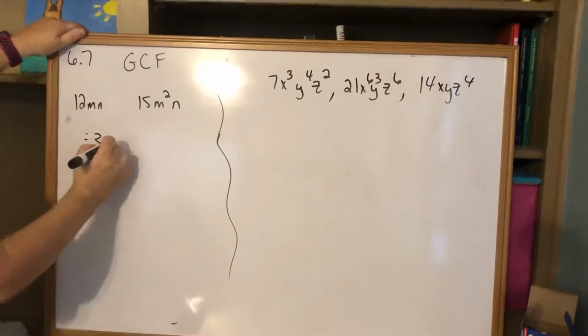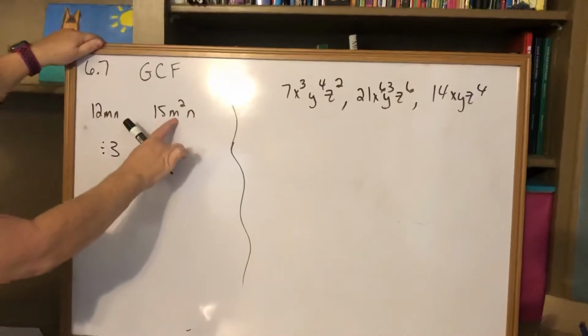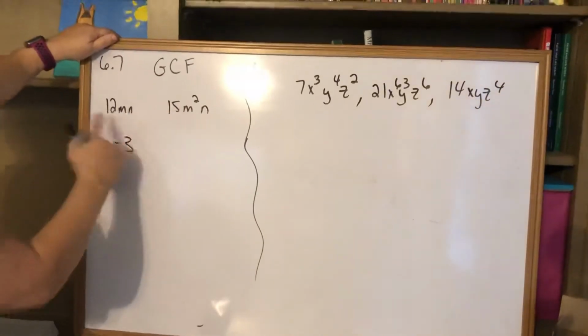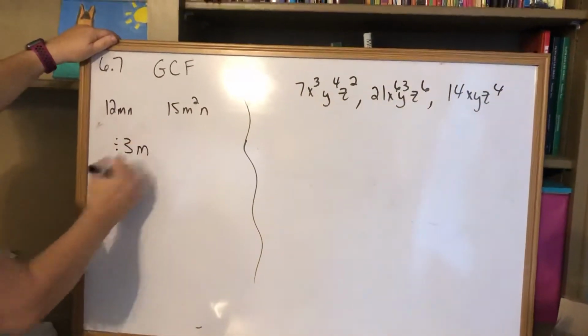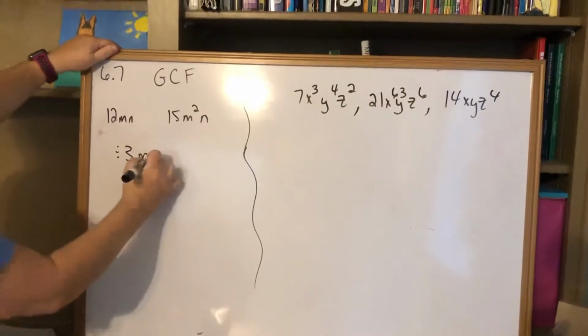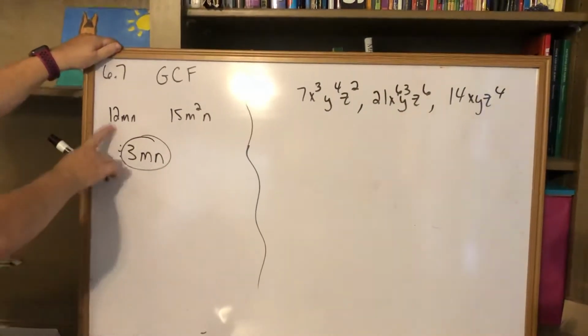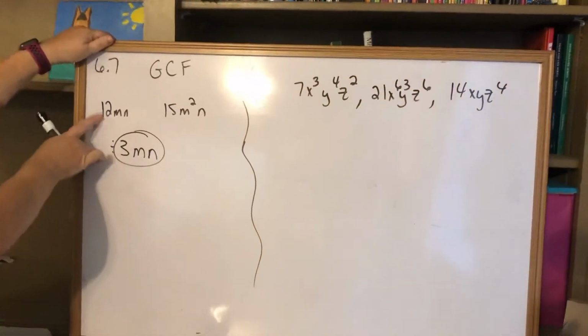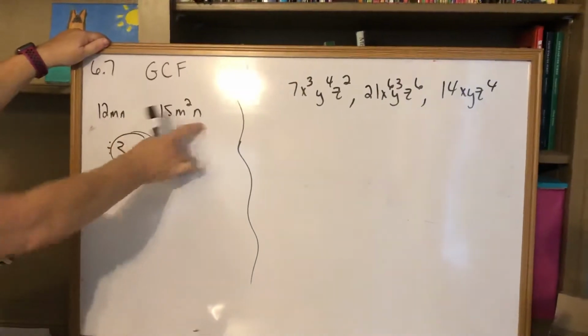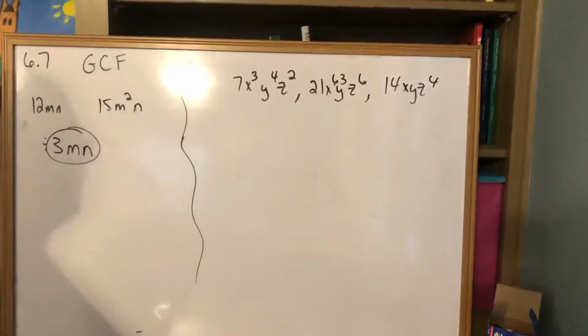The next thing is, how many m's? I can divide this one by 1m, and I can divide this by 1 or 2 m's, so the greatest number they have in common is just the m. Here I can divide by n, or I can divide by n, so this is our greatest common factor. We can divide them both by 3, both by m, and both by n. Same thing over here.